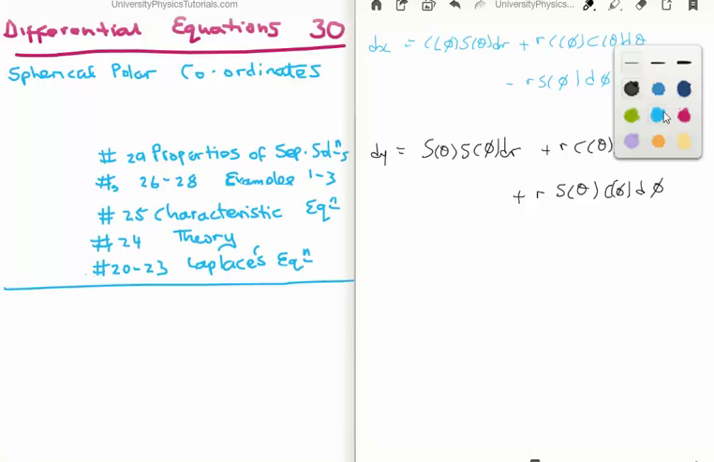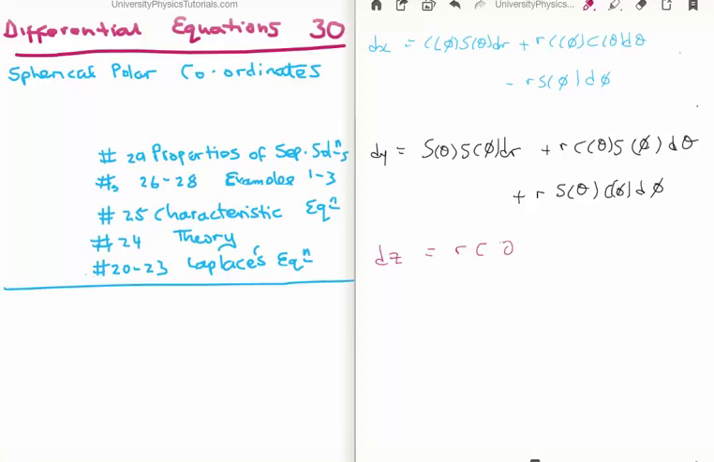And finally then for z, this one is shorter: r cos theta dr minus r sine theta d theta. Okay?